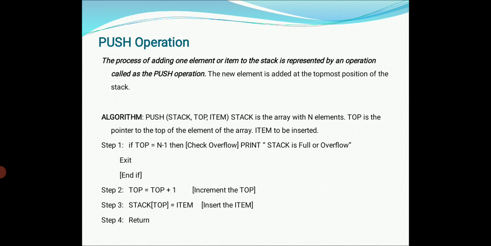Once again I'll repeat. Step 1: if top is double equal to n minus 1, this condition checks whether the stack is in overflow or not. When this condition becomes true, the statement "stack is full" is printed. Otherwise, go to step 2, increment the top pointer, that is top equals top plus 1. Then step 3 is S of top equals item, inserting the new item into the top of the stack, then exit or return from the function. This is the algorithm for the push operation.